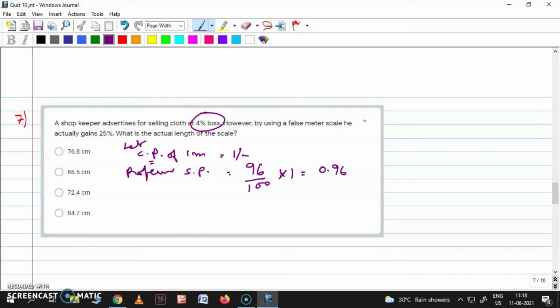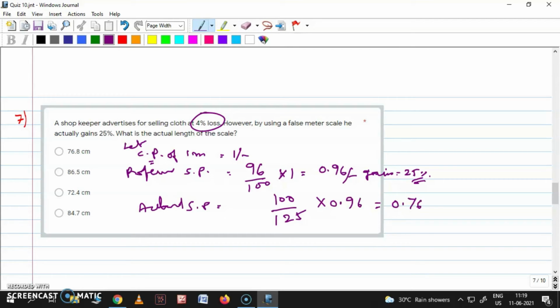Of course, it's a gain of 25%. This is the actual scale. Now the actual selling price for 0.96 rupees is 100 divided by 125, because we need to take the gain of 25% into 0.96. So that will be equal to 0.768 rupees. So the actual length of the scale is the length bought for 0.768 rupees, which is 76.8 centimeter.